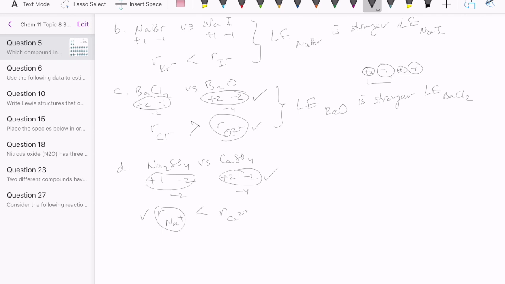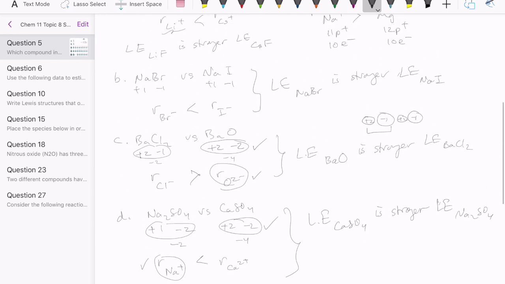stronger interaction. But remember what I said earlier at the beginning, which is that when you have conflicting situations where the charges point you to one direction and the size points you to the other direction, the charges would always win because the sizes typically will not differ by that much. So in this case, I would say that the lattice energy of calcium sulfate is going to be stronger than the lattice energy of sodium sulfate.